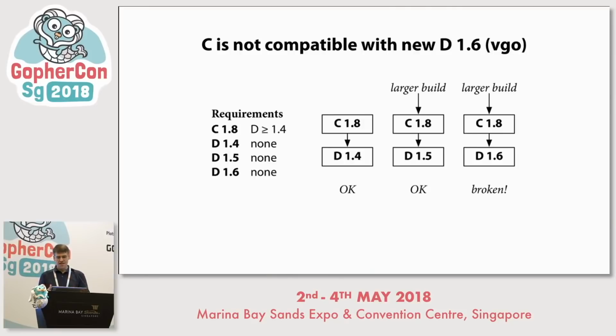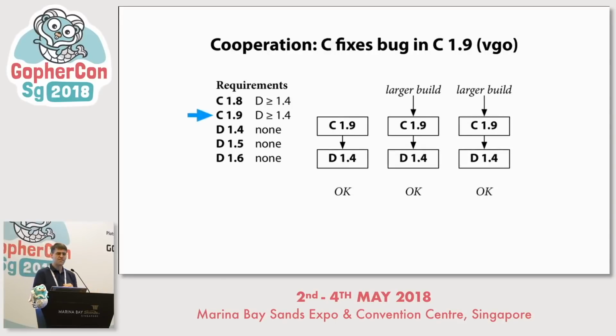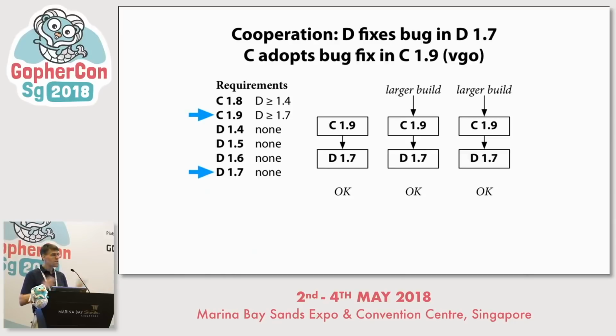The solution is for C's author and D's author to cooperate and release a fix. So maybe C depends on buggy behavior that was fixed in D 1.6. Or maybe C depends on unspecified behavior that changed in D 1.6. Then the solution is for C's author to release a new version, 1.9, that cooperates with the evolution of D that has happened. Or maybe D 1.6 simply has a bug. Then the solution is for D's author to release a fixed D 1.7, cooperating by respecting the principle of compatibility.